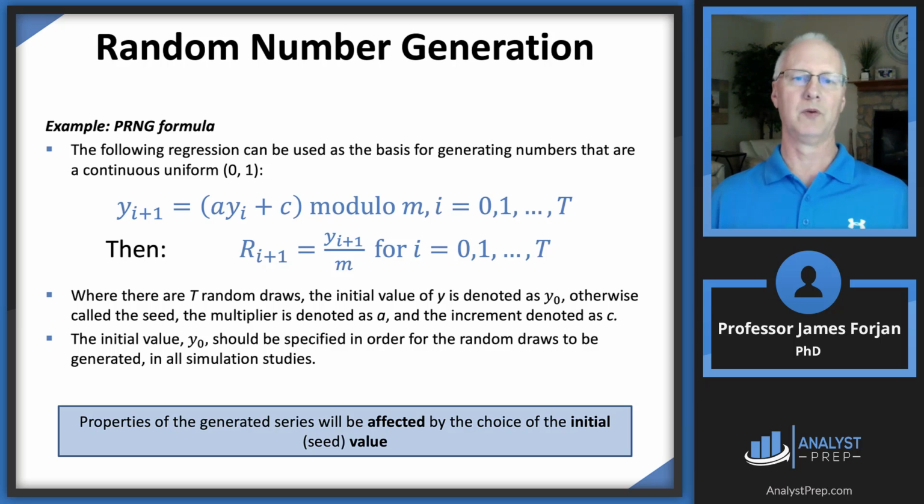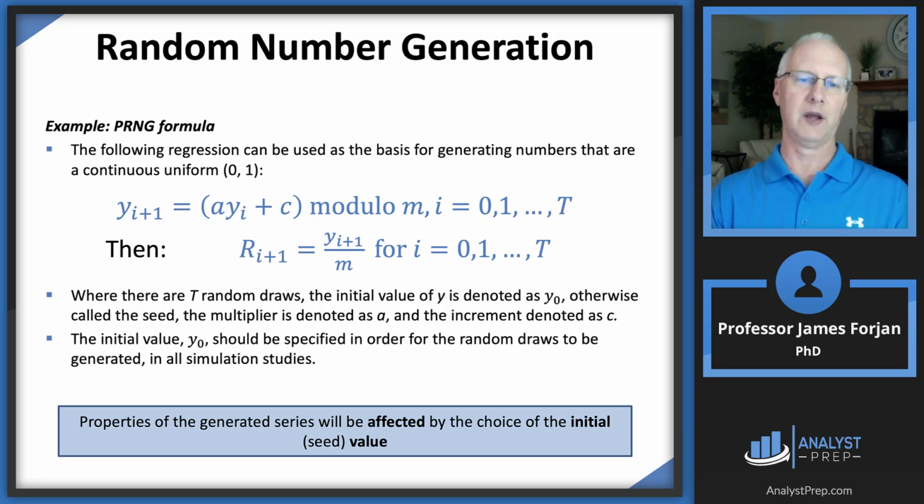Now, here's an example. Let's suppose that we've got this regression equation where y_{i+1} is equal to a times y_i. Now remember, here we've got i plus 1 and then i, so it's the next step, right? The next draw, so to speak, plus some increment. We'll note that as c. And then what we're going to do is divide that y_{i+1} by m to get the remainder. All right, so there are t random draws, that initial value is y sub 0, and that's called the seed, and then the multiplier is the a, and the increment is noted as c.